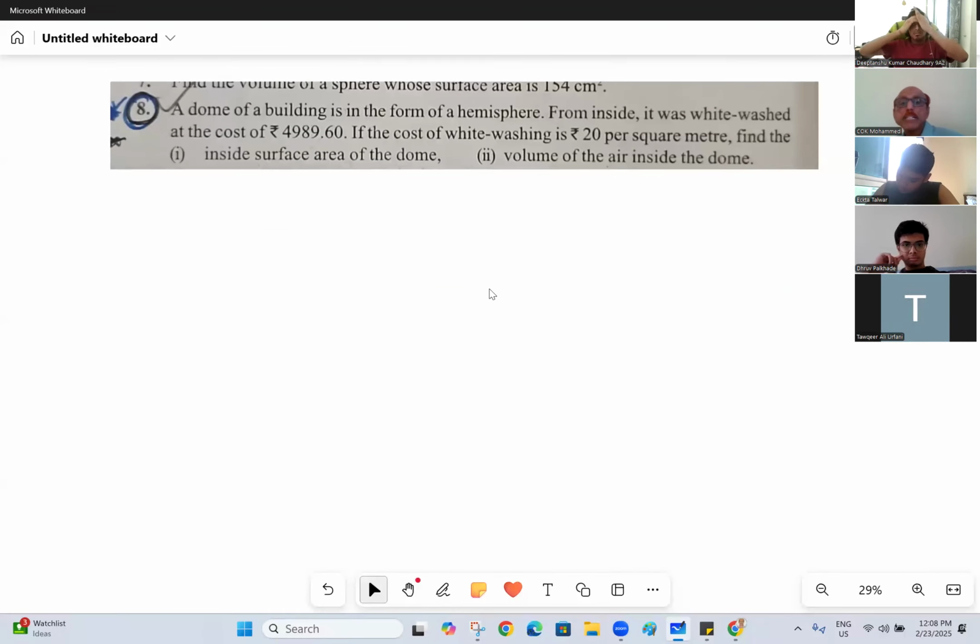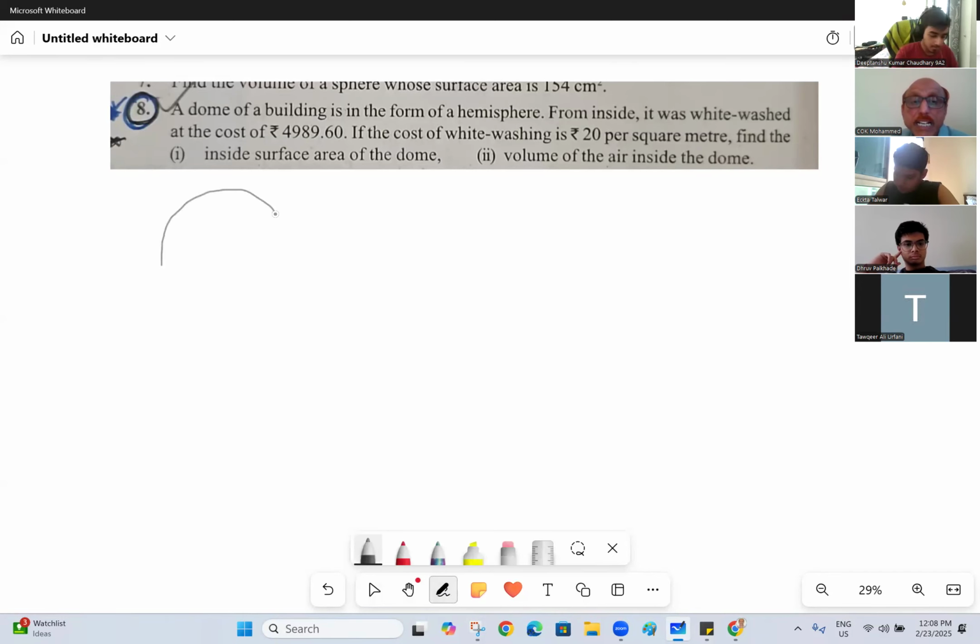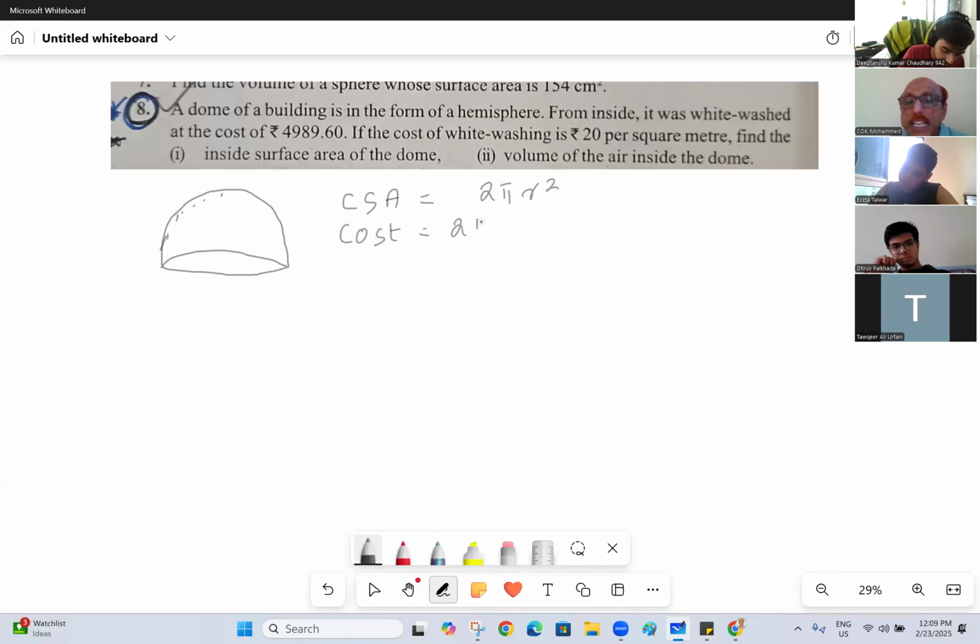Look, a dome of a building is in the form of a hemisphere. Here calculation is very important. This is the dome of a building and you have to paint inside. Inside has to be whitewashed at the cost of ₹20 per square meter. CSA is 2 pi r square. Cost equals 2 pi r square into 20. Please listen.